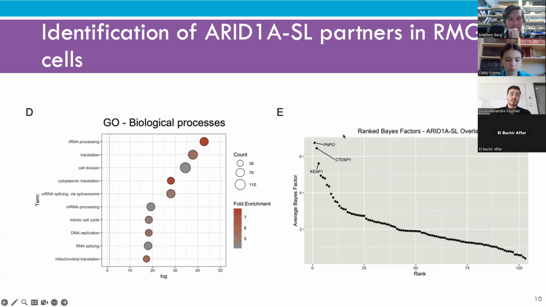If we average the Bayes factor scores, or the fitness scores, that we've obtained for our consensus data set from each replicate, we find that the top 3 hits from our screen are PNPO, CTDSP1, and KEAP1. And today I'll talk about KEAP1 because it's one of the targets that I decided to validate.